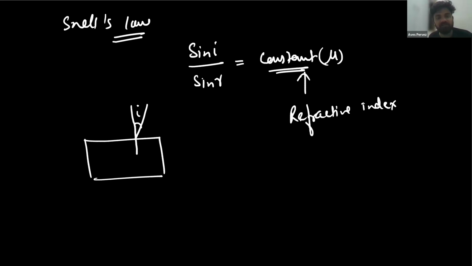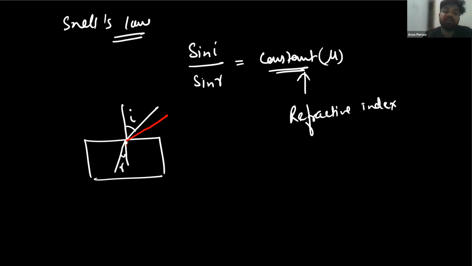Let's suppose I have this angle of incidence. This is the angle of incidence, I, and this one is the angle of refraction, R. So let's suppose I pass a ray through this, and I increase the angle of incidence. Will the angle of refraction increase or decrease?